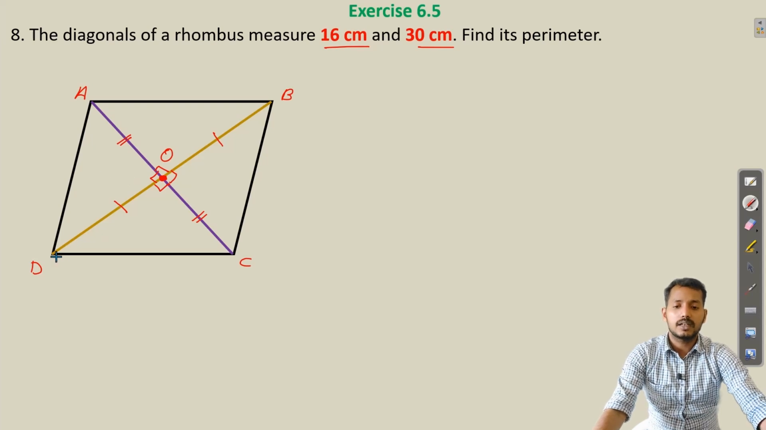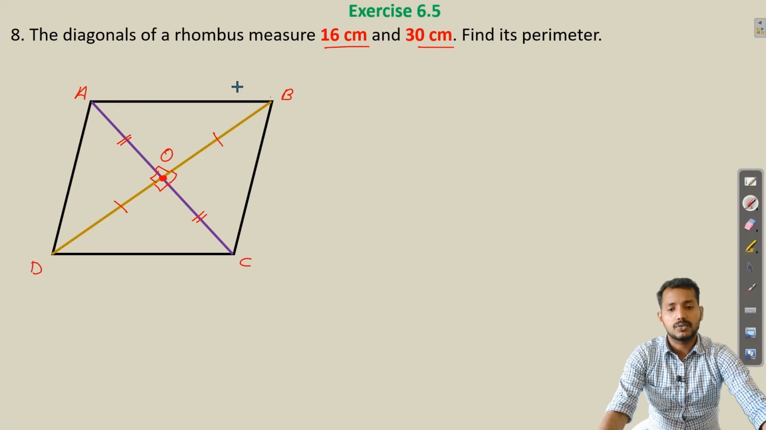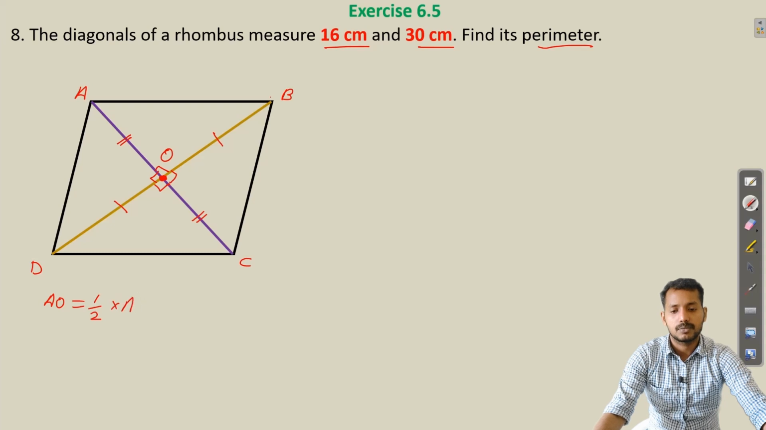So here, what can you say about CO? I'm considering only the triangle DOC, or otherwise we can consider AOB. So in triangle AOB, we don't know this side. We have to find this side, then only we will get the perimeter. But here AO we can easily find. AO is equal to half of AC.